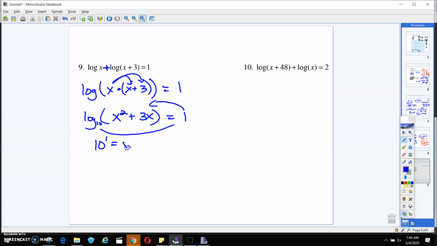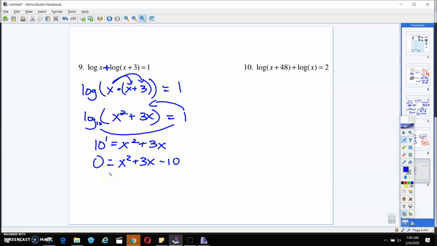Okay. And now this has become a quadratic. So we can actually factor and solve this out. So we're going to move this 10. 10 to the first power is just 10, guys. So we can move this to the other side, and that's going to give me x squared plus 3x minus 10.